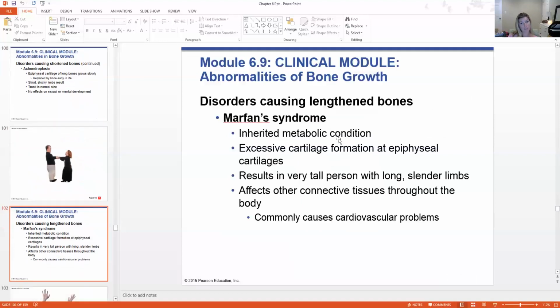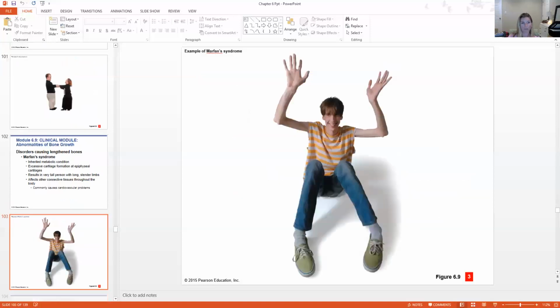There's also Marfan syndrome. This is kind of the opposite. This is an inherited metabolic condition. This is where excessive cartilage forms at those epiphyseal cartilages. So you get a very tall person with very long, slender limbs. It typically affects your collagen. So these people tend to be double jointed, be very flexible, have a huge range of motion, and will also have cardiovascular problems because of the blood supply issues to their very long bones.